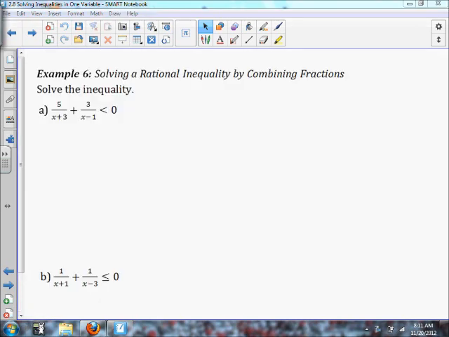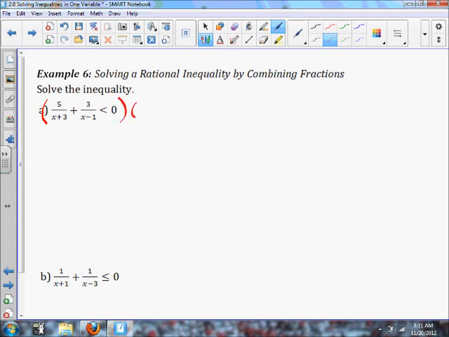Next, we need to solve a rational inequality by combining fractions. So that's what we have to do here. So we need to combine the fractions. What's the common denominator between x plus 3 and x minus 1? X plus 3 times x minus 1, right? So we're going to multiply everything in here by x plus 3 times x minus 1. Which means if I multiply the x plus 3 times x minus 1 times this first fraction, I'll end up with 5 times x minus 1 plus 3 times x plus 3, right?